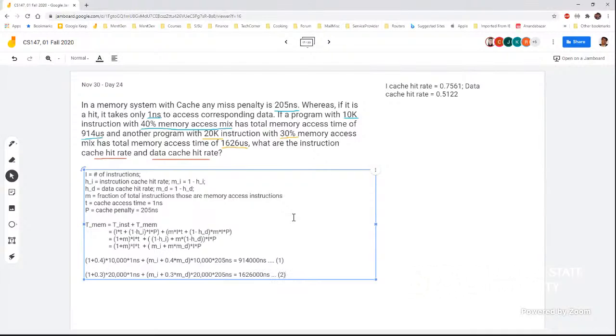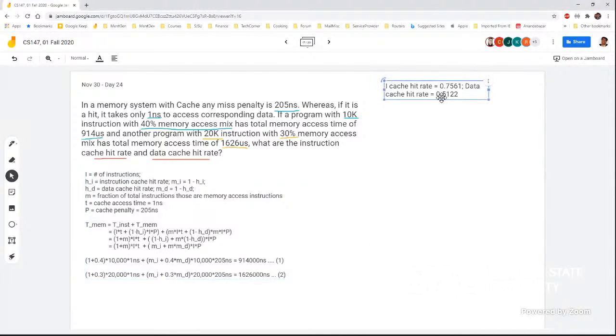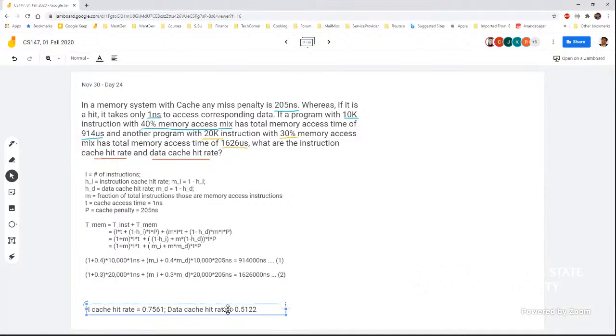Now you solve these two equations. I'm not doing it here, let's do it yourself, and you should be able to get this answer. This is very simple problem solving, two equations with two variables. Once you have the miss rate, then you just subtract it from one. You get the hit rate for each of these types of cache. Question?